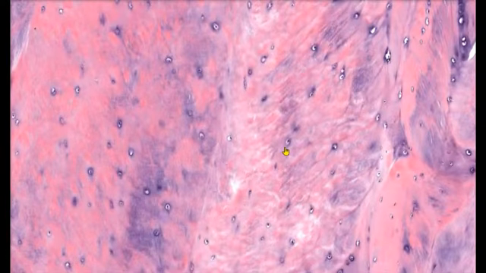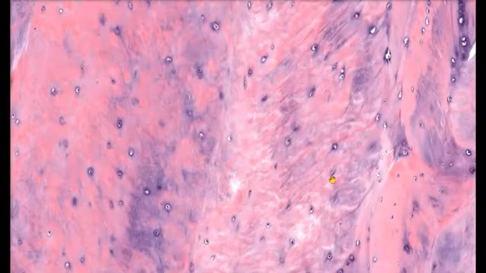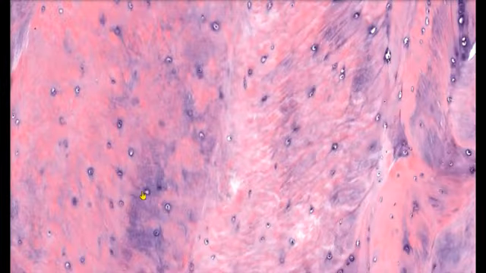Now, as we zoom in, notice that in this type of cartilage, we have these big parallel bundles of collagen. In between those parallel bundles of collagen, we can see the individual chondrocytes sitting within their lacunae. Now, the collagen fibers provide strength and help this cartilage to resist compressive forces. So think of fibrocartilage as a shock absorber.